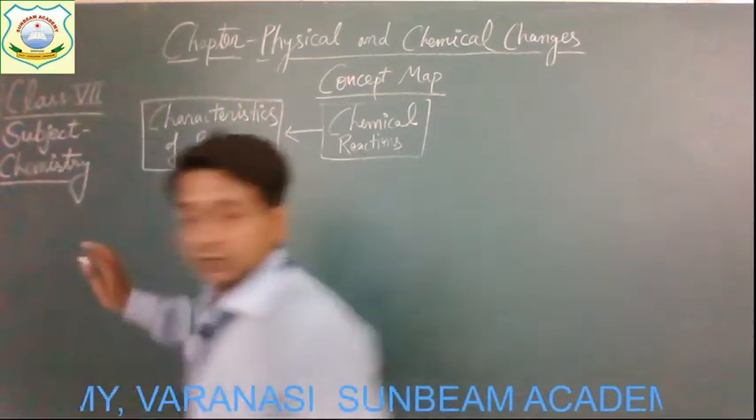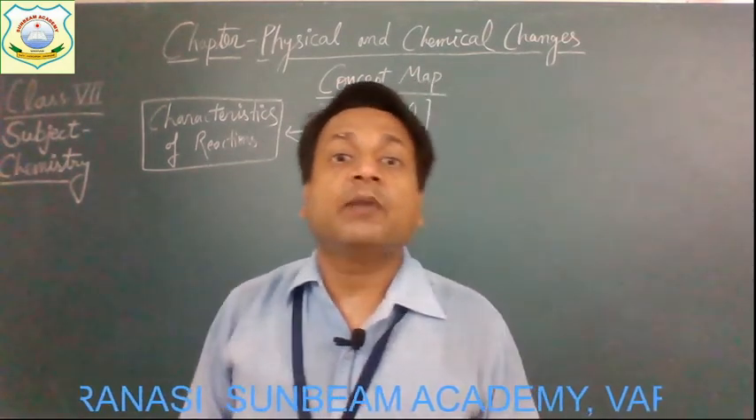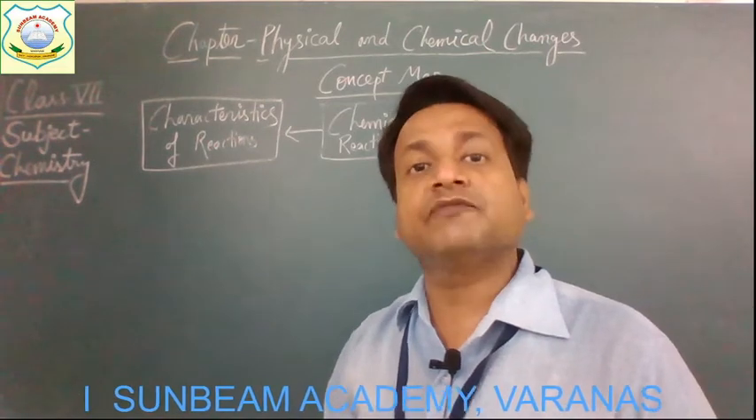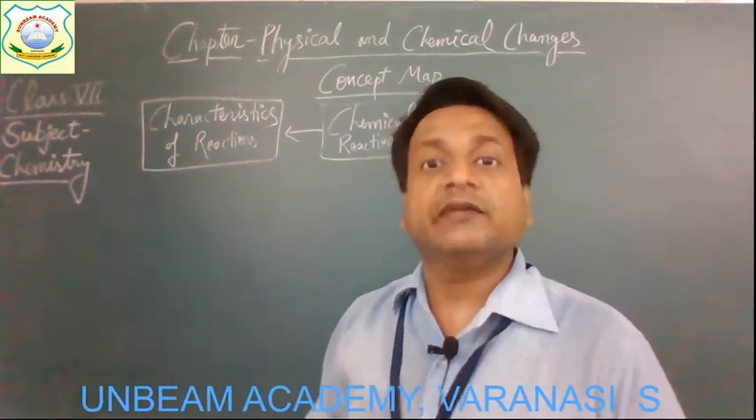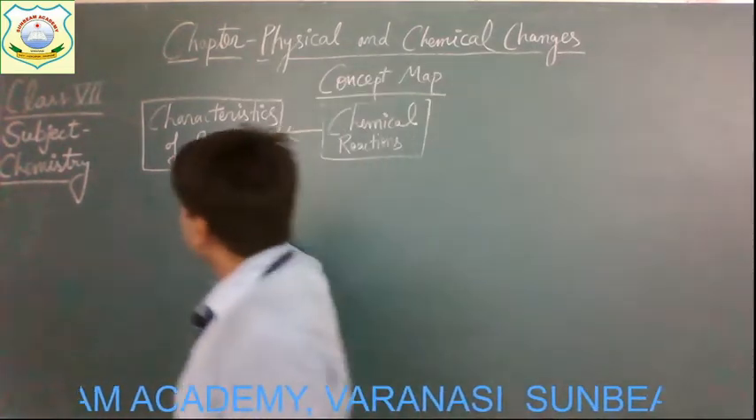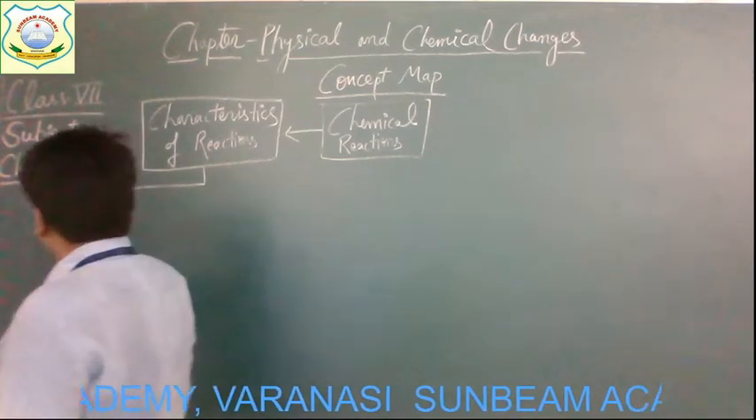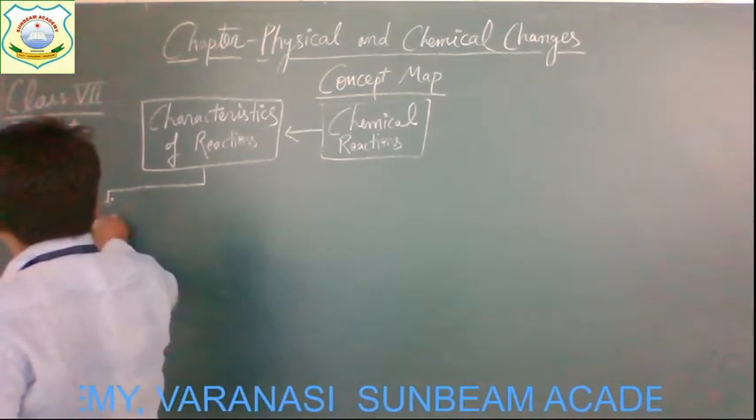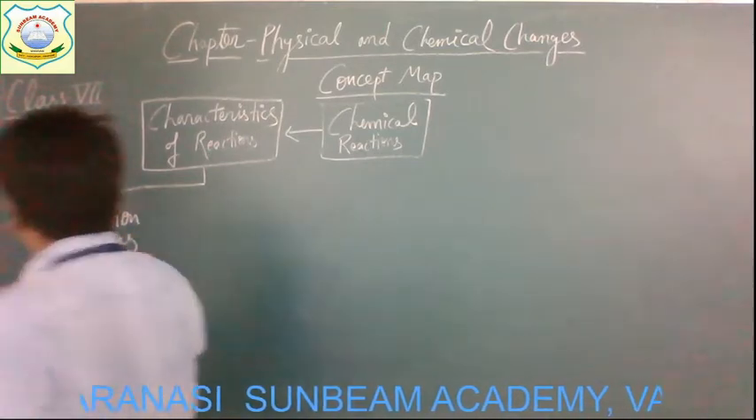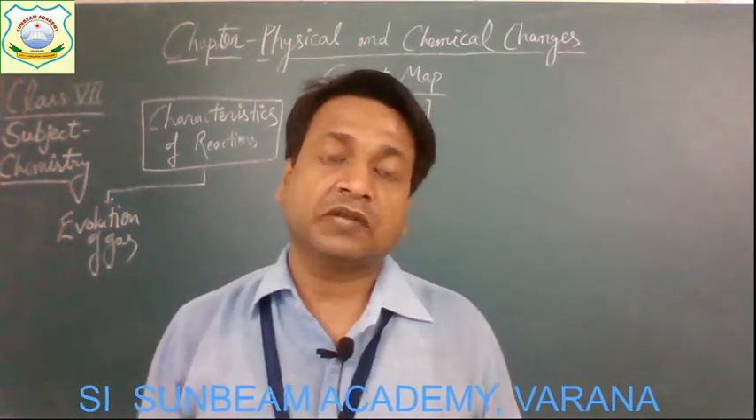Okay, these characteristics indicate the chemical reaction, and there are different types of characteristics. Different characteristics are shown in different chemical reactions, and these characteristics are: the first one, evolution of a gas. Children, this is the very first characteristic of a reaction.